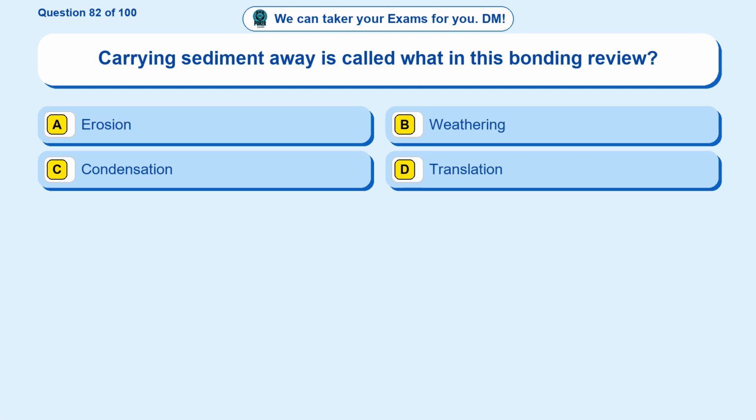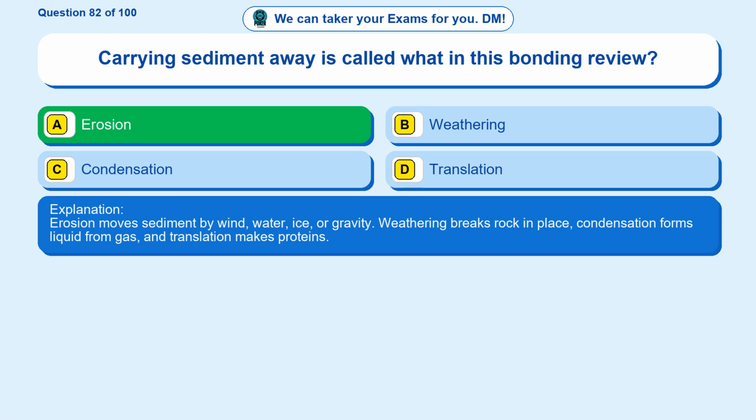Question 82. Carrying sediment away is called what in this bonding review? Option A, erosion. Option B, weathering. Option C, condensation. Option D, translation. The correct answer is option A, erosion. Erosion moves sediment by wind, water, ice, or gravity. Weathering breaks rock in place, condensation forms liquid from gas, and translation makes proteins.